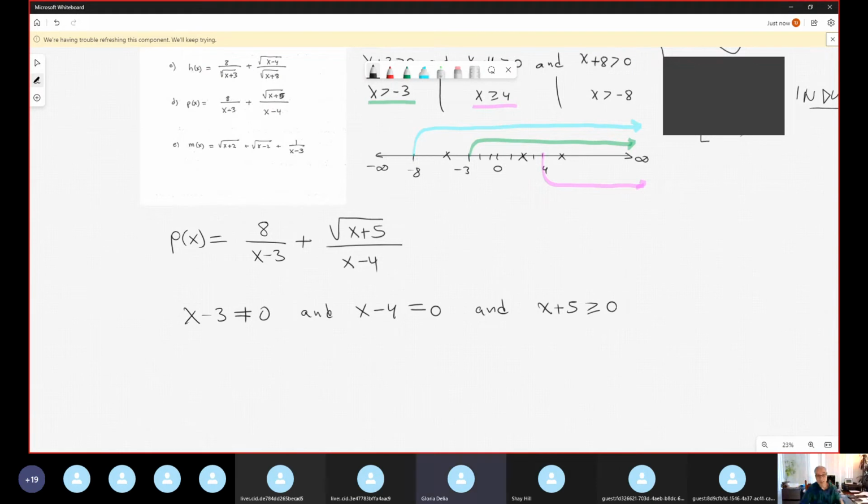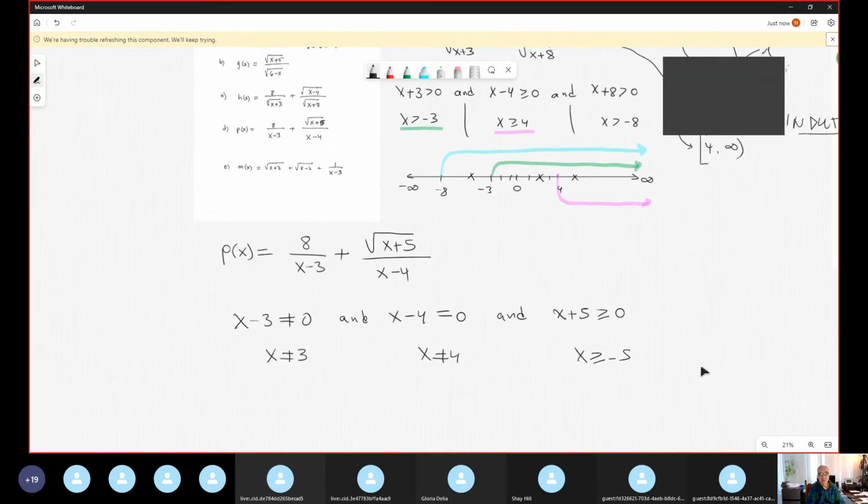Remember, radical on the top, allow 0. Radical on the bottom, no. And you solve it one by one. Entonces, no 3, no 3, no 4. And this is greater than or equal minus 5, correct? Correct?